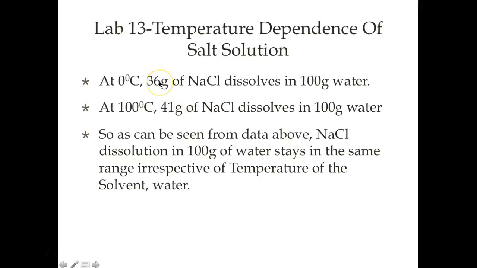It goes up from 36 about 5 grams more, all right. But essentially, it's remaining in the same ballpark, very similar. So sodium chloride solubility doesn't increase much at all. So it's almost like it is independent of temperature. A fixed amount is only able to dissolve in 100 grams of water. This is not the case with other solutes.